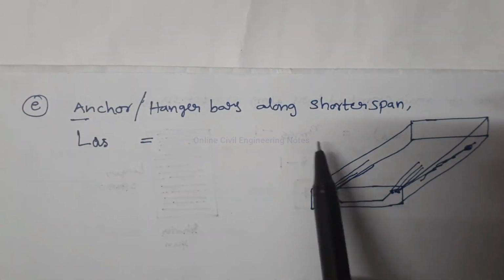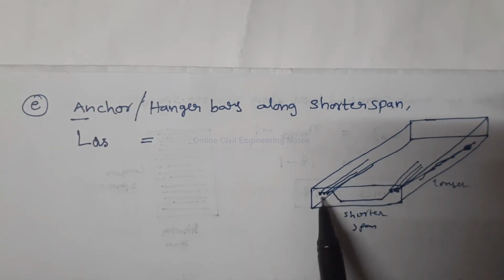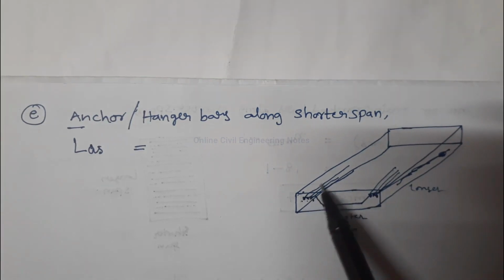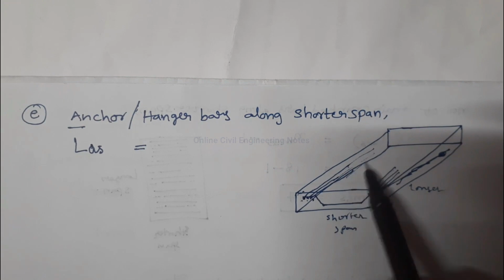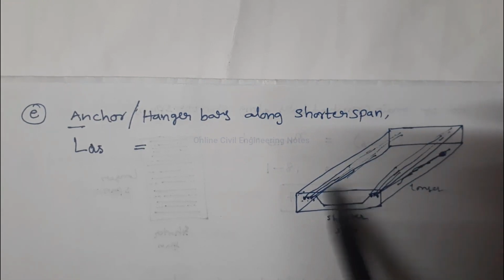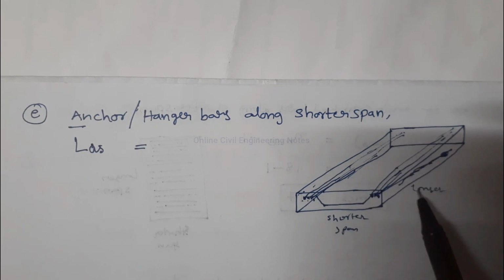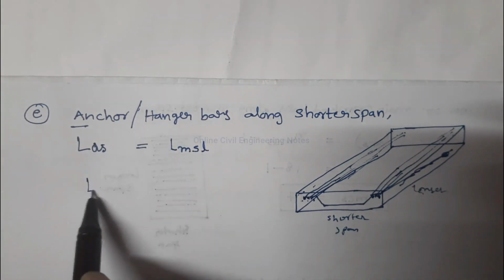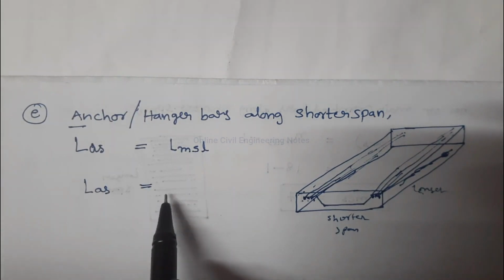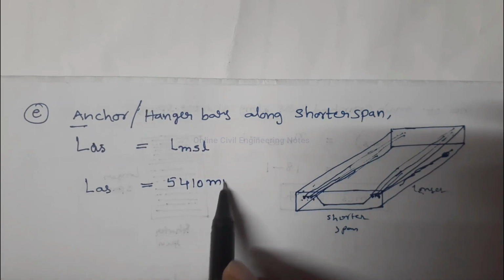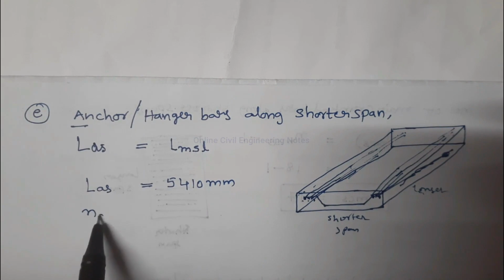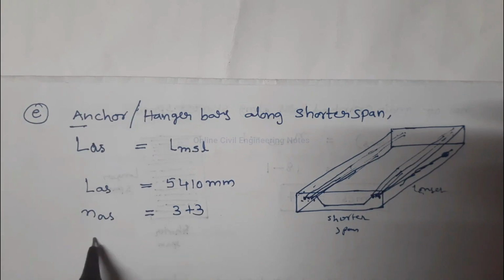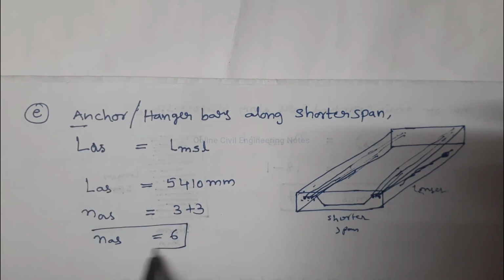Anchor bars or hanger bars along the shorter span. See, these three are the hanger bars and these three are the hanger bars. These are provided like this. So this length is equal to length of the main straight bar along the longer span, which is equal to 5410 mm. So number of hanger bars along the shorter span is equal to 3 plus 3, 6 numbers.